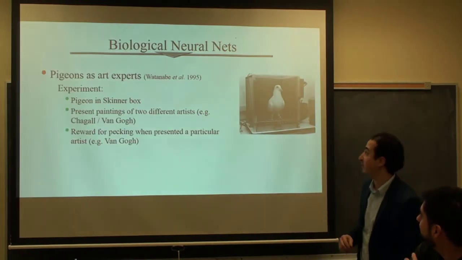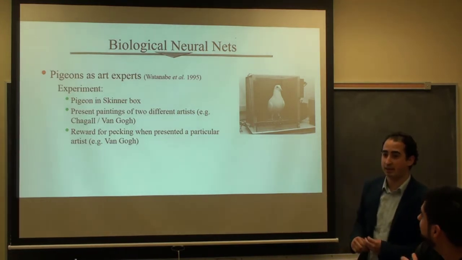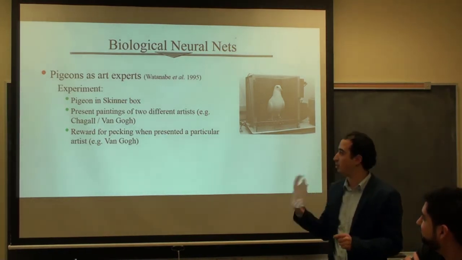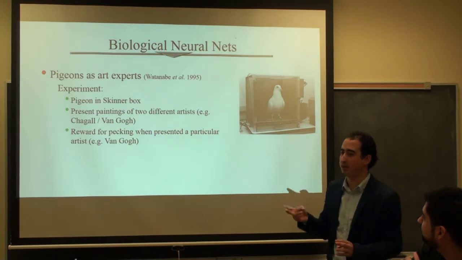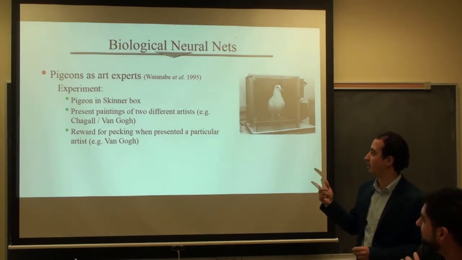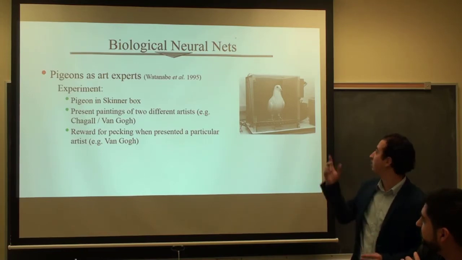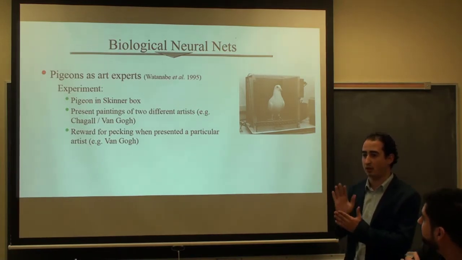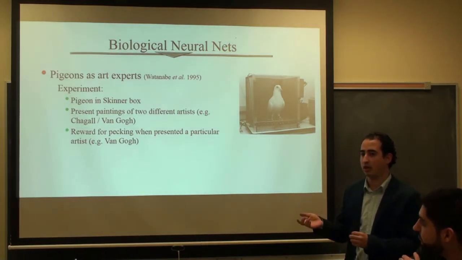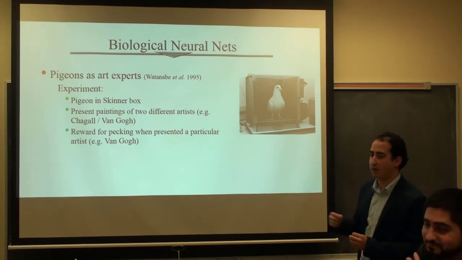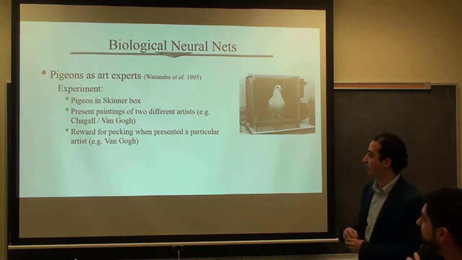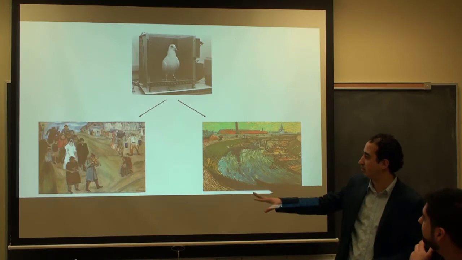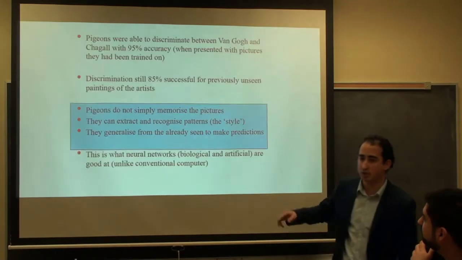Here there is an experiment that was done in 1995 that explains the idea of neural networks. They took a pigeon and put it in a box and gave it two different painting artists, Van Gogh and Chagall, and the pigeon has to recognize which painting it is. They train it, they show it all the paintings of that certain person, and they reward that pigeon with some food. So every time they show the picture, they reward. So those are two different painters.